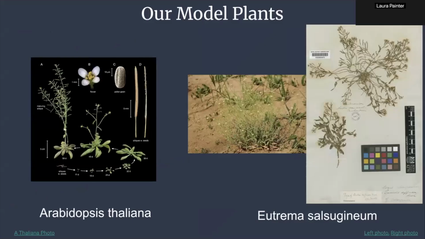Here are our two model plants, Arabidopsis on the left and Eutrema on the right. And you'll notice that they do look pretty similar. They actually are very closely related, but they occupy very different ecological niches, which makes them ideal for a comparative genomic study. Their evolutionary proximity also helps control for unrelated sequence differences when analyzing the SOS1 gene, and so we can look for small genomic tweaks, especially in regulation, that may drive big differences in phenotype.